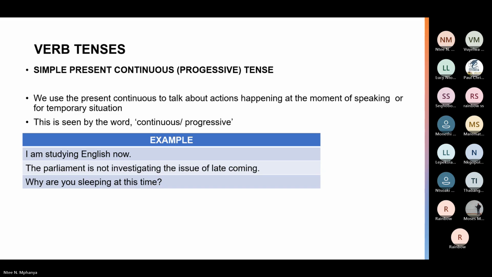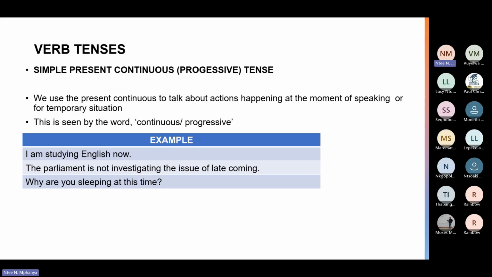Now the third one: why are you sleeping at this time? This one is the second person. Remember, second person, both plural and singular, take the same auxiliary verb are. So you are, you might refer to one person or more than one person. However, this auxiliary verb remains the same, are. Why are you? Then our verb is sleep. Then we add ing to change it into continuous or progressive, and it becomes, why are you sleeping at this time?